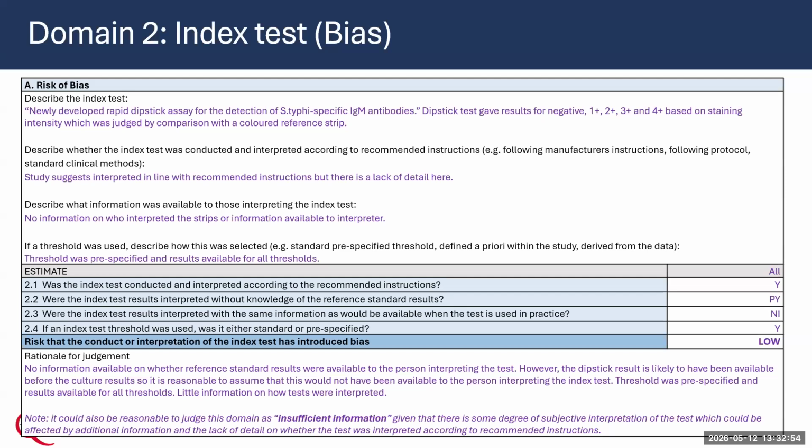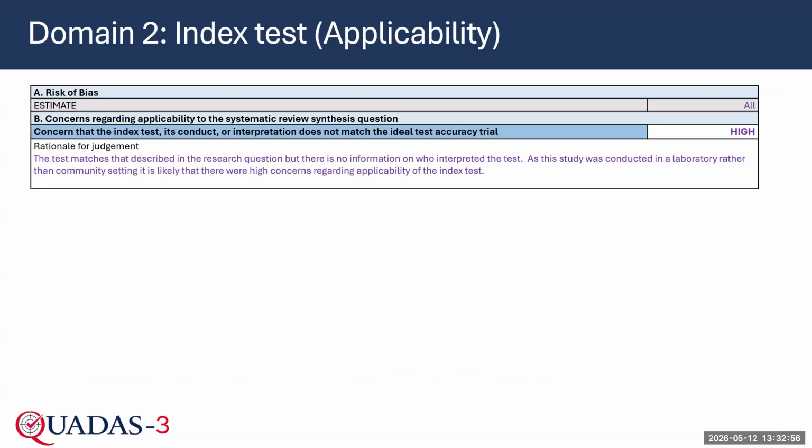Okay, so moving on to domain 3. Oh, sorry, no, the applicability. We've got high concerns regarding applicability here, referring back to our ideal test accuracy trial. Although the test itself matches that in the research question, there's no information on who interpreted the test. And this study was conducted in a laboratory rather than a community setting, and we're particularly interested in whether the test can be used in a community setting. So we've got high concerns here.